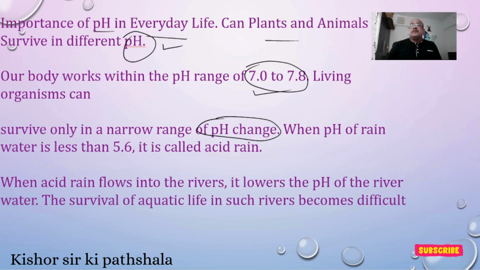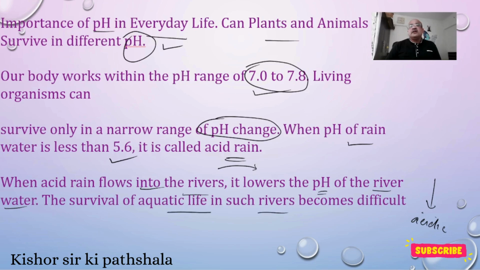When the pH of rain becomes lower than 5.6, it is called acid rain. That acid rain flows into the rivers and thereby lowers the pH of the river water. Now the pH has gone down, which means it is becoming acidic. So the survival of aquatic life in such rivers becomes difficult, because of such a lower pH.